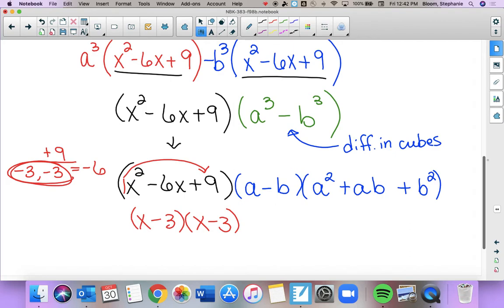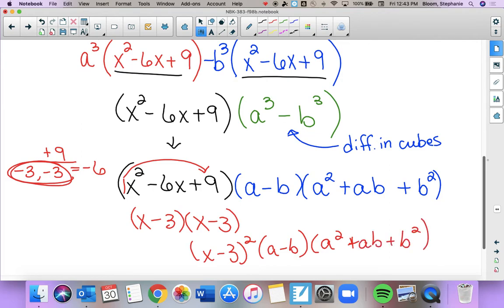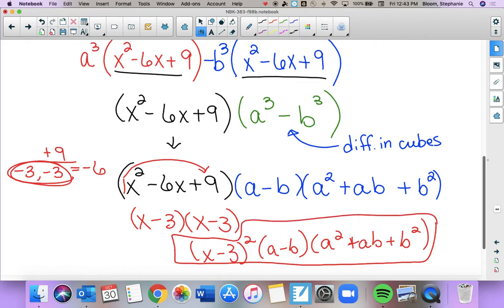Okay? Now, how could I rewrite that right there? X minus 3 squared. And I won't count off if you don't do that, but in simplest form, that's really what it should look like. And then I'll rewrite the rest of this. Whoa. And then we are done factoring. Okay? Anybody have a question about that?